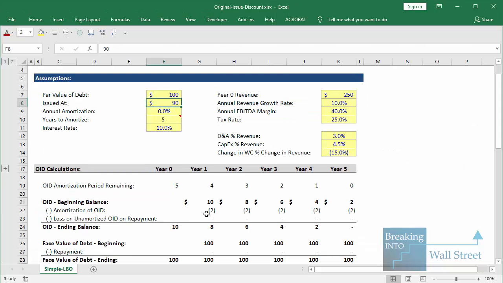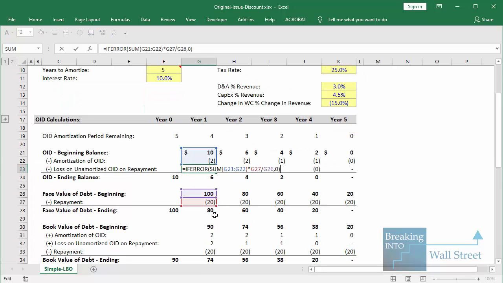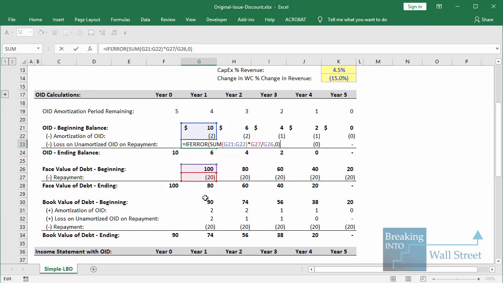Let's go into Excel and show you what this looks like. So let's say we have 20% annual amortization here. For the loss on the unamortized original issue discount upon repayment, we are taking the OID beginning balance minus the amortization this year, so the 10 minus the 2, that's the sum of G21 to G22 here, and then we're multiplying by the 20 that we repay divided by the starting balance of 100. So we repay 20% of the principal this year, and as a result, we get to that 1.6 number that I just showed you in PowerPoint, and that is how this works.